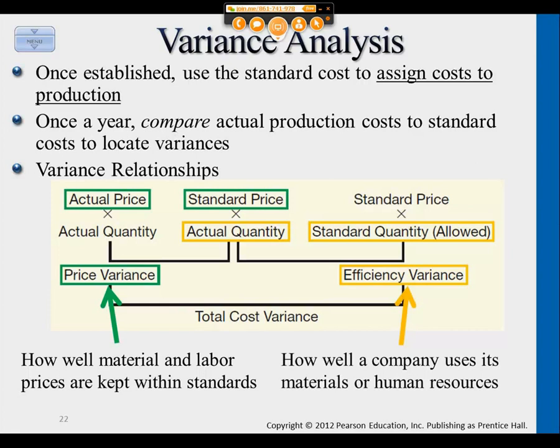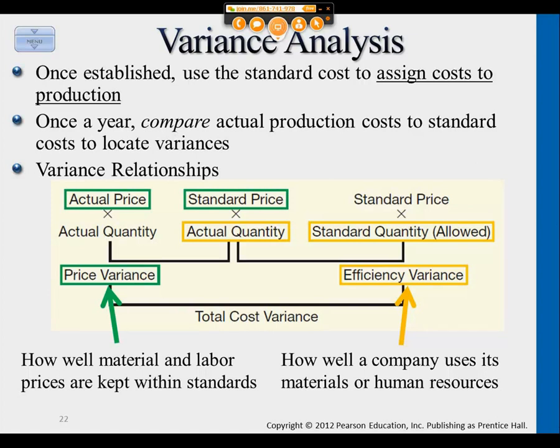From this relationship, we can derive how well material and labor prices are kept within standards and how well a company uses its materials or human resources. By multiplying each related number, either the actual or the standard price or quantity, we can find our price variance, efficiency variance, and the total cost variance. So what is your price variance? Your price variance is the relationship between the actual price and actual quantity and the standards. And then to the right, your efficiency variance.